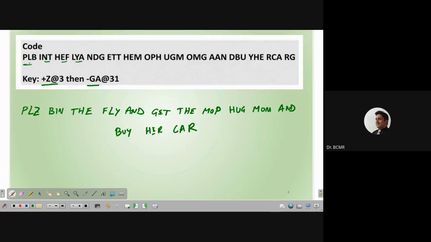But anyway, there is a message here also that all moms work a lot. Please bin the fly, remove the bad things, and get the mop to clean up. Then this is more important if you are not doing it in the kitchen. Hug mom, and you should be able to tell them how much work they do, because it's underappreciated in all cultures in a way, because nobody pays for doing the housework.